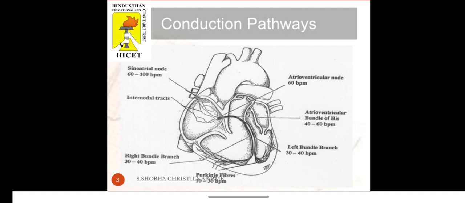Then it comes to the left bundle branch. Then it comes to the Purkinje fibers, left and right bundle branch. Then it comes to the Purkinje fibers. So this is the conduction pathway of the heart.